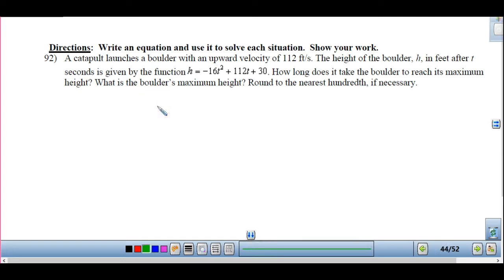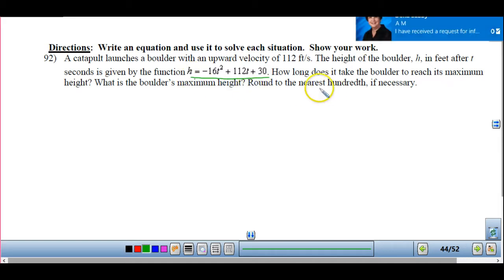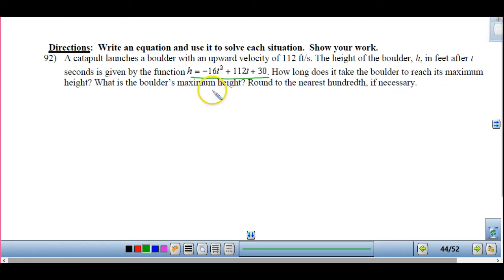Okay, all right, now these are the fun ones. We have here these fun word problems. All right, so it says a catapult launches a boulder with an upward velocity of 112 feet per second. The height of the boulder is in feet and t is seconds, and we have this equation, and that's the big one. Okay, how long does it take the boulder to reach its maximum height? Okay, and if we're going maximum height, that's when we're going to have this parabola guy, and we want that max height.